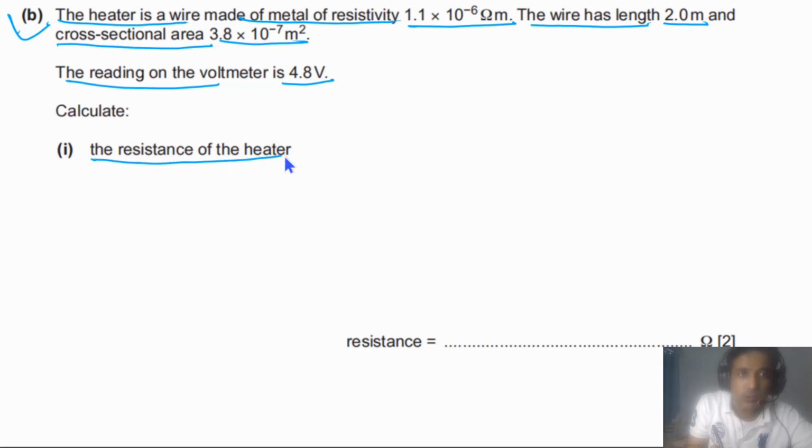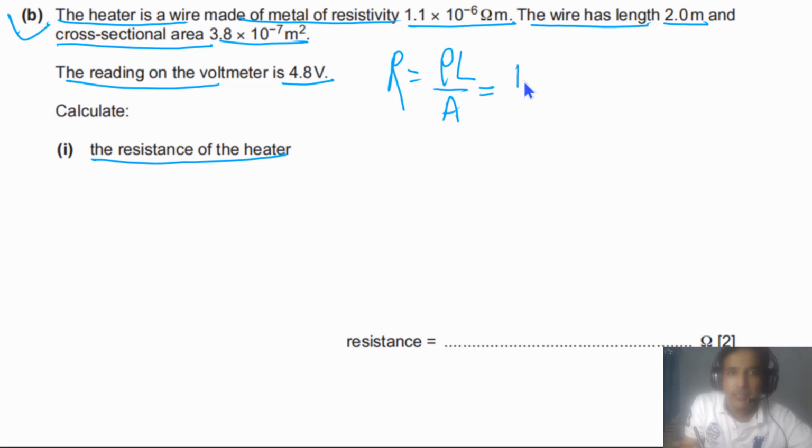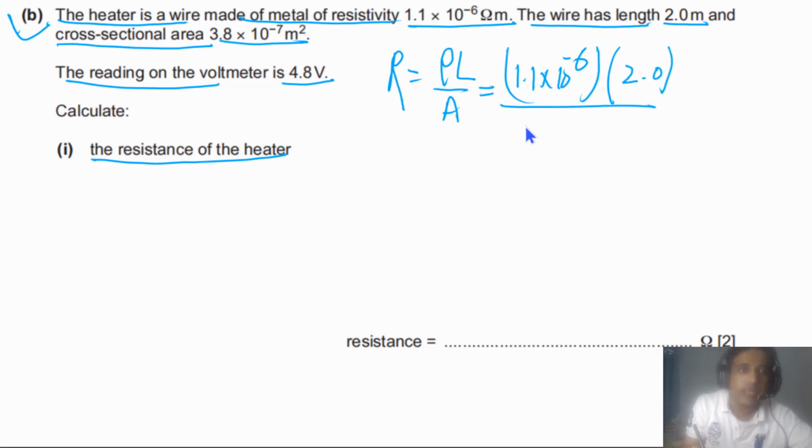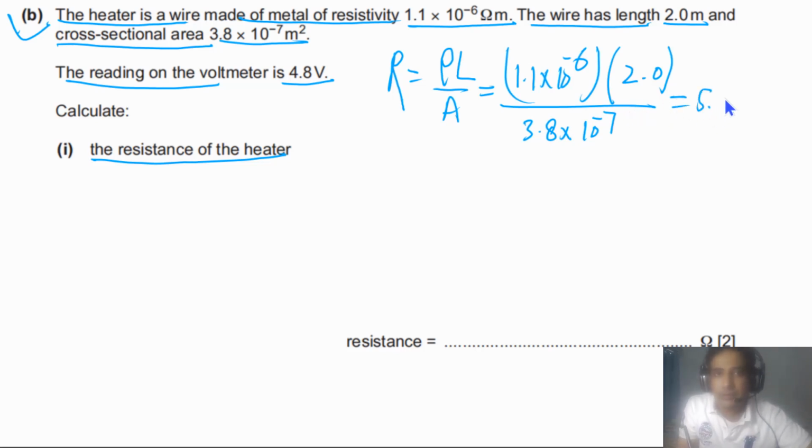We need to calculate the resistance of the heater, and simply we can calculate R is equal to rho L by A. We have the resistivity equal to 1.1 times 10 to minus 6 ohm meters, the length L equal to 2.0 meters, and the cross-sectional area equal to 3.8 times 10 to minus 7. So if we do the calculations, our final answer is 5.8 ohms up to 2 SF. So this is our final answer.